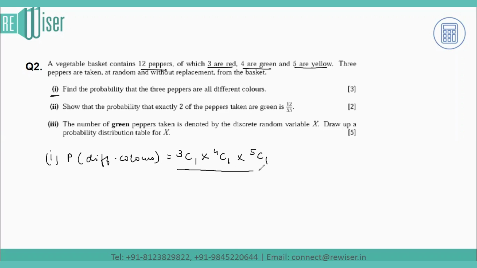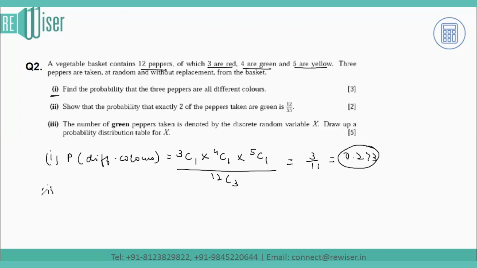So out of 12 peppers, we have to select 3. So the total number of ways of selection will be 12C3. So that is equal to 3 by 11. And if I put it into decimals, it's 0.273. That's the answer for the first part of the question.